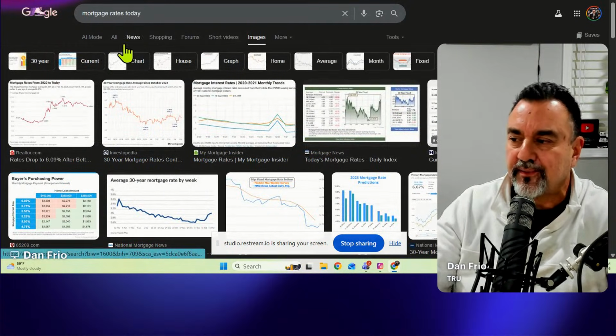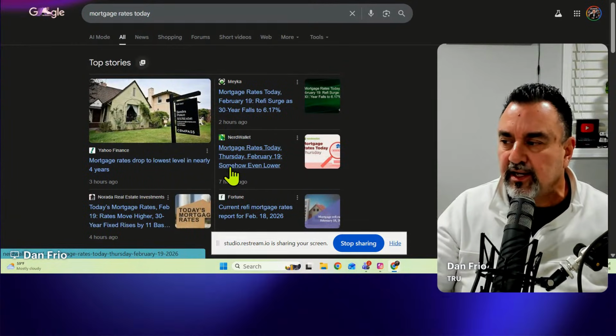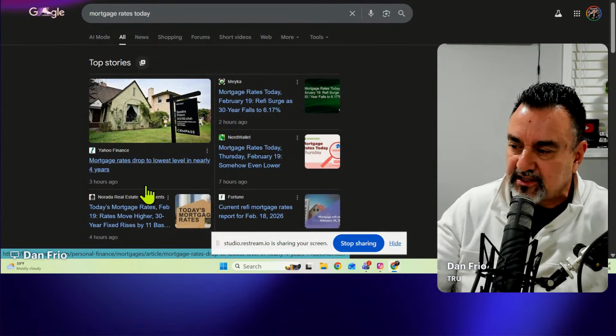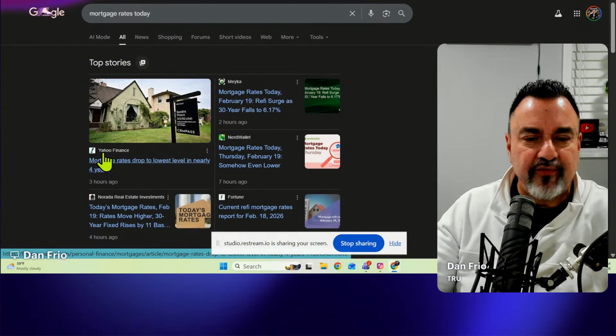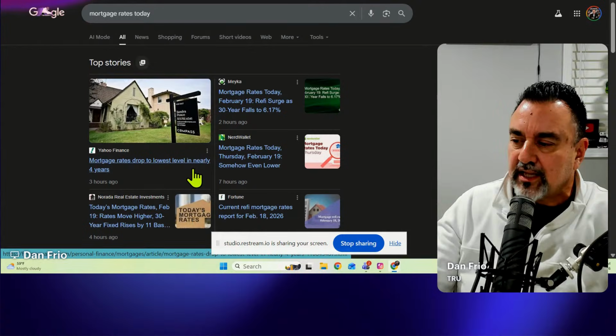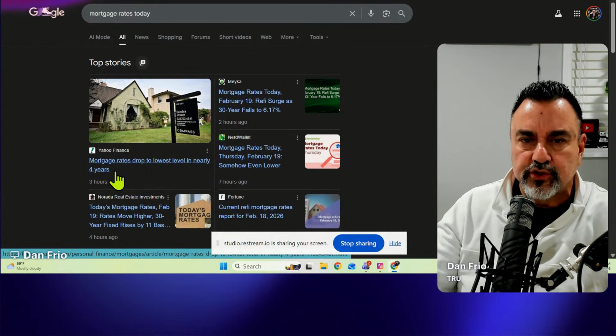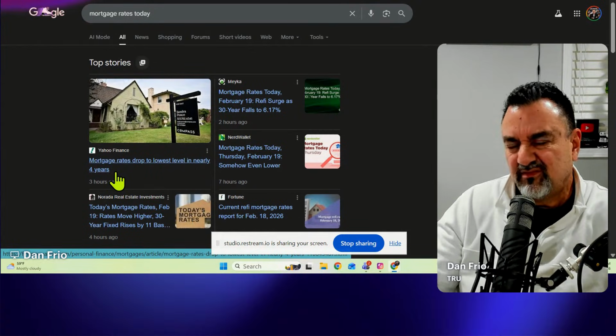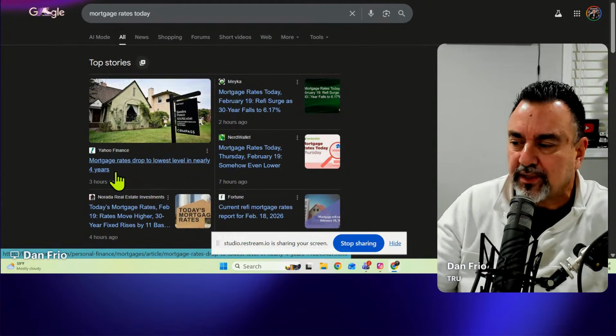Here's all this stuff you're going to get. Let's get over to this piece of it. So here is what you see. The first thing you're going to see here is mortgage rates. This is Yahoo Finance. I use them all the time. Mortgage rates dropped to the lowest level in nearly 4 years. Is that true? I'll show you a chart here in a little bit to really say.